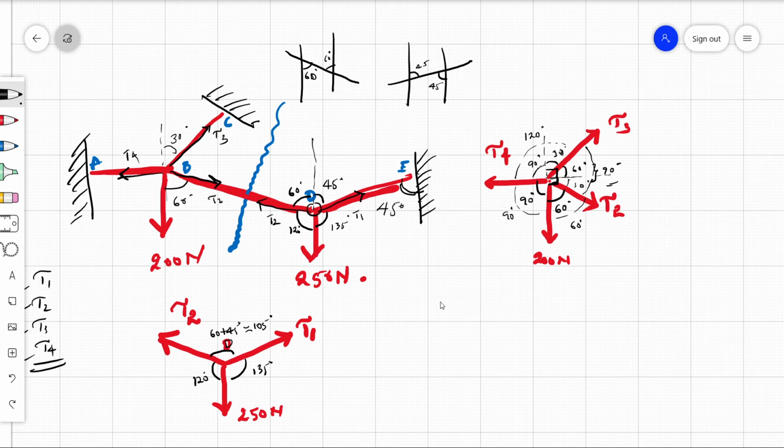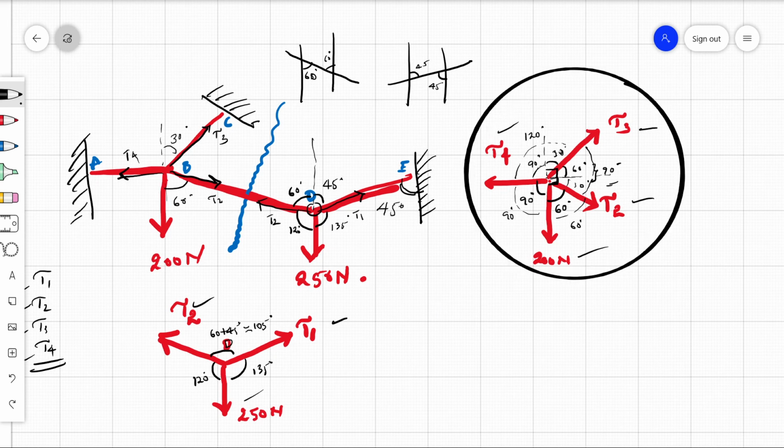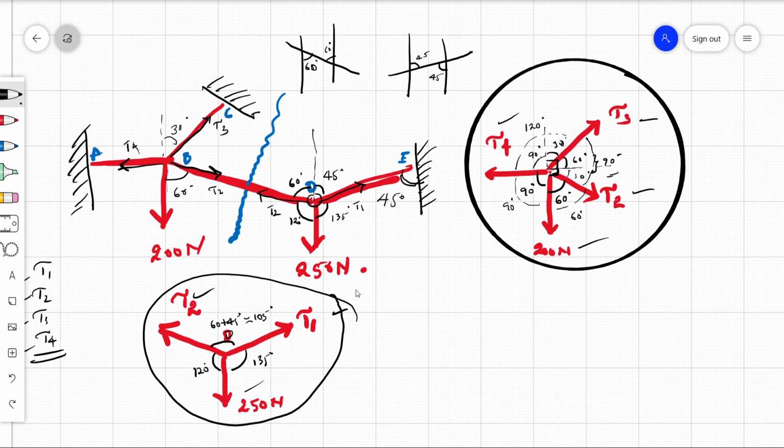How many forces are there over here? 1, 2, 3, 4. But Lami's theorem is only for 3-force systems. So for this we cannot apply Lami's theorem. Lami's theorem is applied for only this one. Okay, so let us go with the first Lami's theorem.